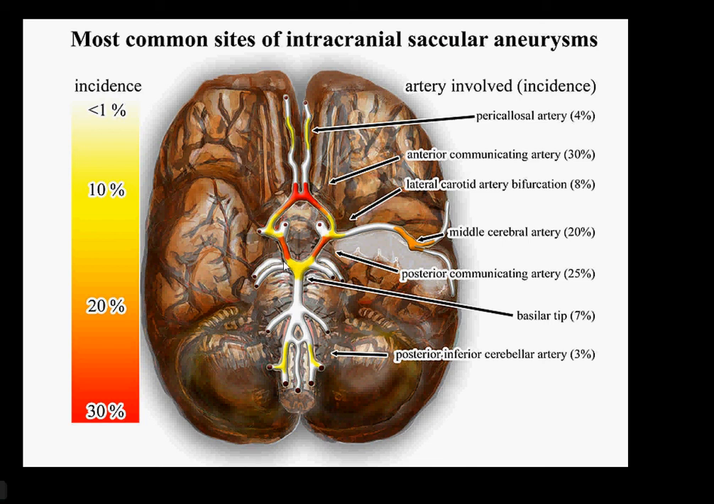Also, the basilar tip, which I mentioned before, is the terminal portion of the basilar artery, and finally, posterior inferior cerebellar artery is about 3%. So now we'll go through some axial images of a CT angiogram and just get a little bit of a view of what happens in the axial plane.